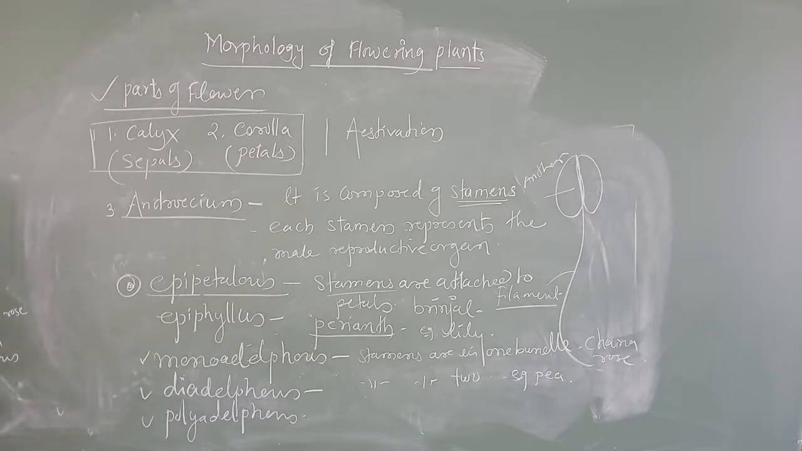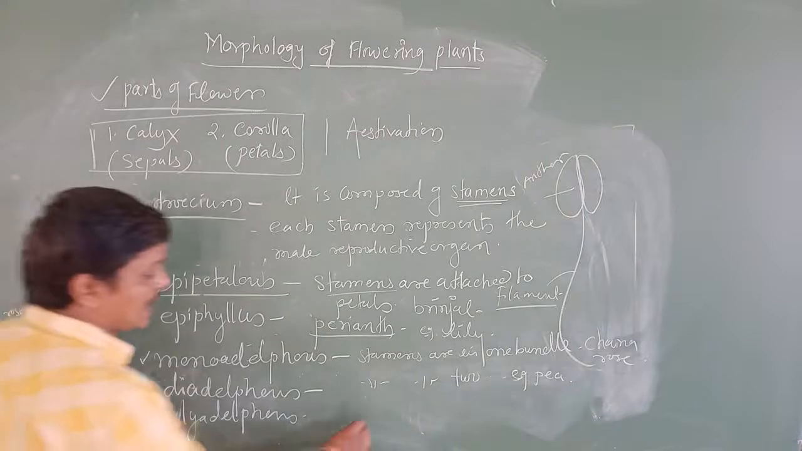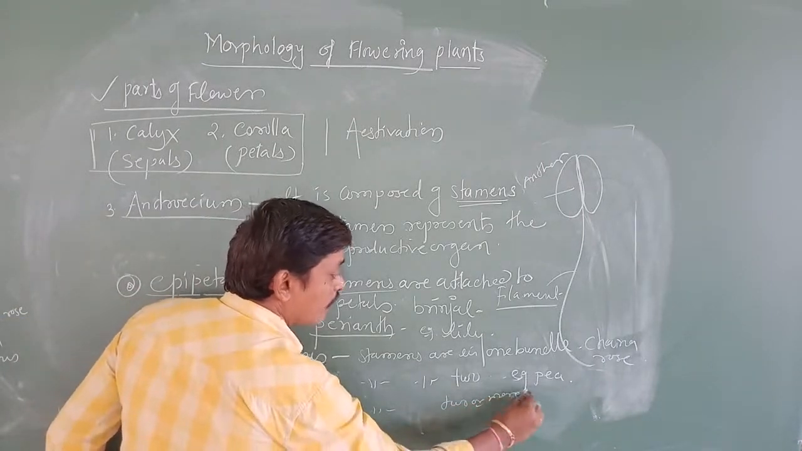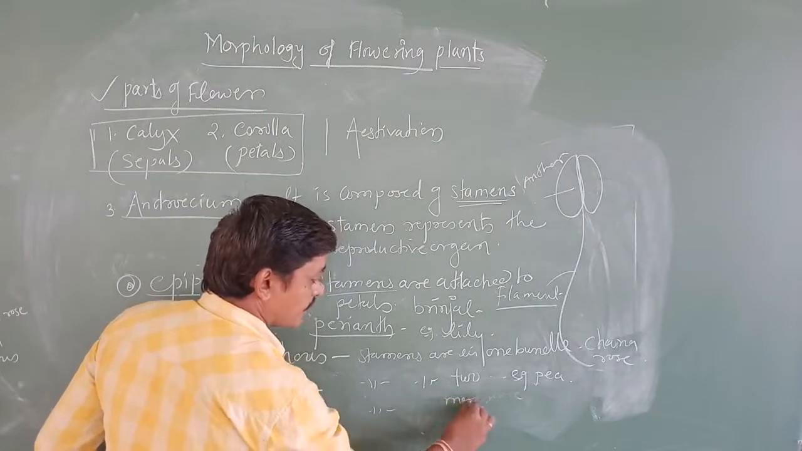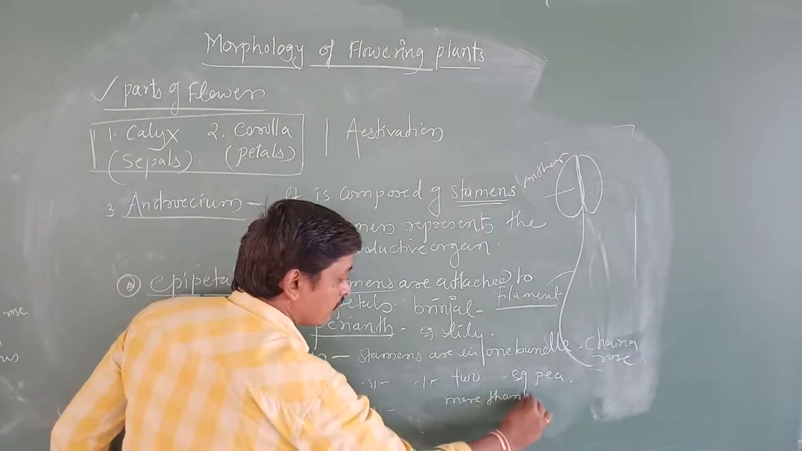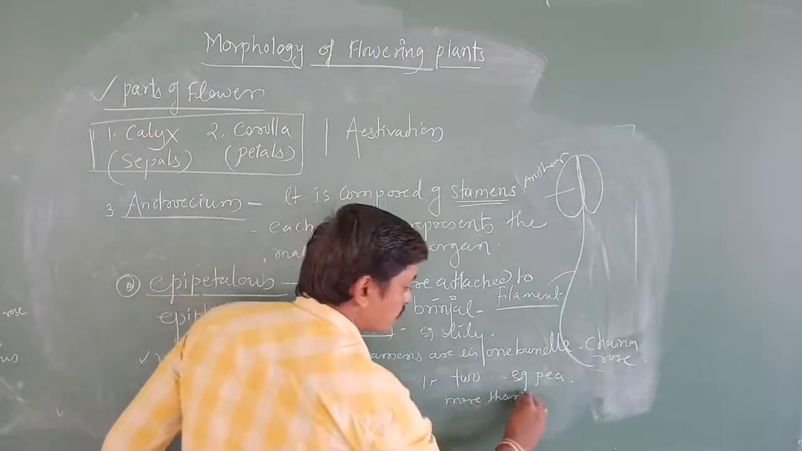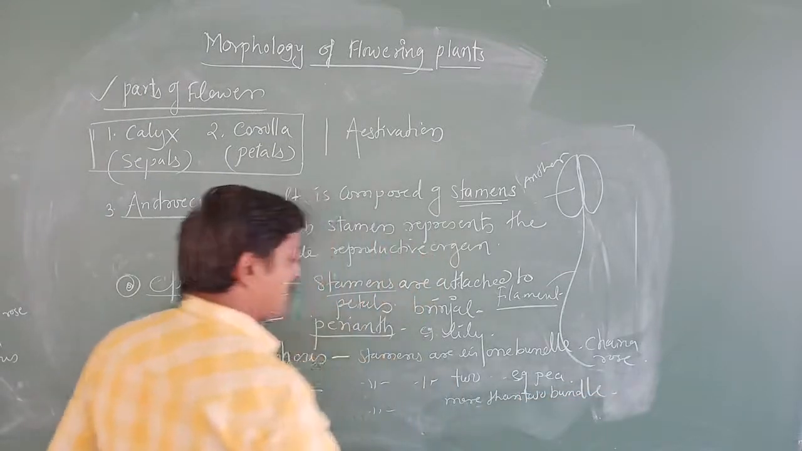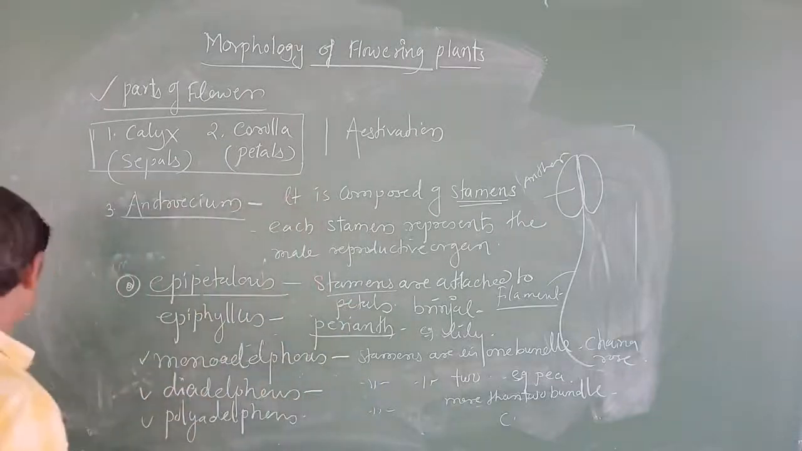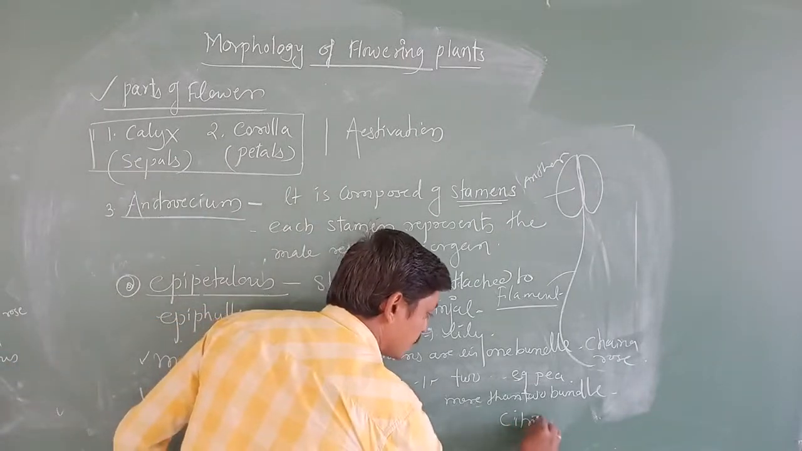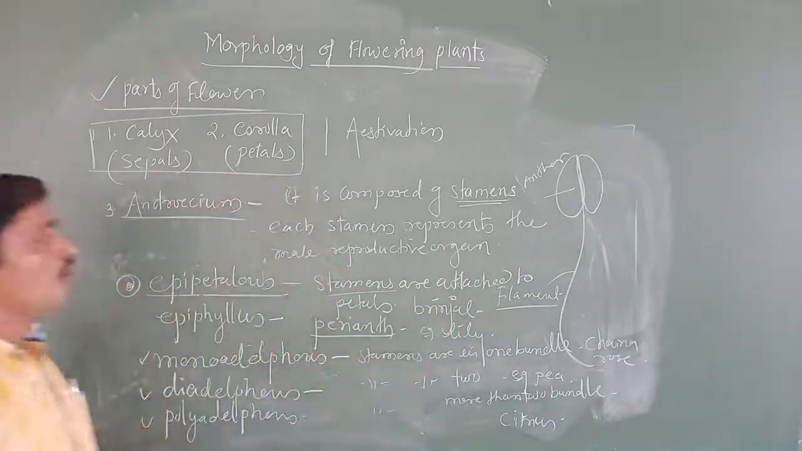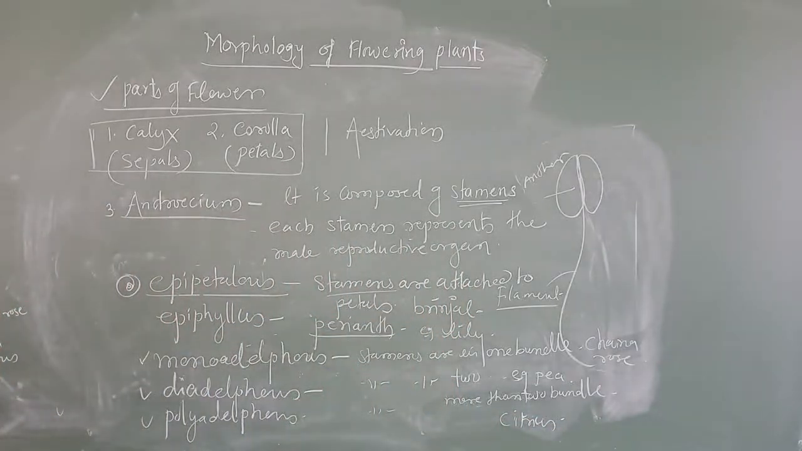Polyadelphus means what? The stamens are arranged in two or more bundles, more than two bundles. Example, citrus. So this is about the androecium.